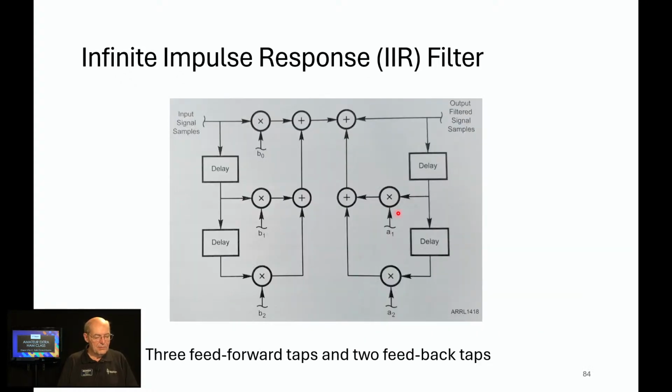The infinite impulse response, here we've got 3 feed forward taps, 1, 2, 3, we're feeding the input signal forward, and 2 feedback loops. Well, here's 1, delay and summing, and here's the other feedback loop. So this is what makes it act more like an analog filter.